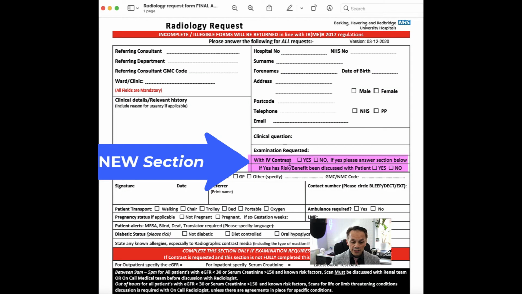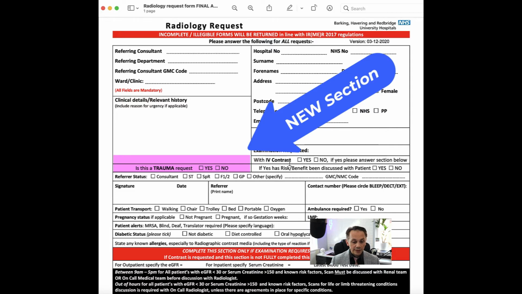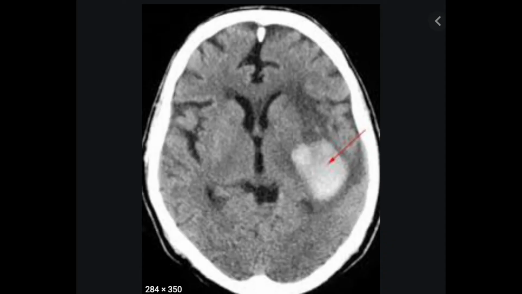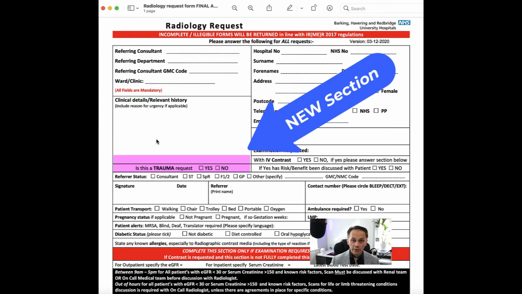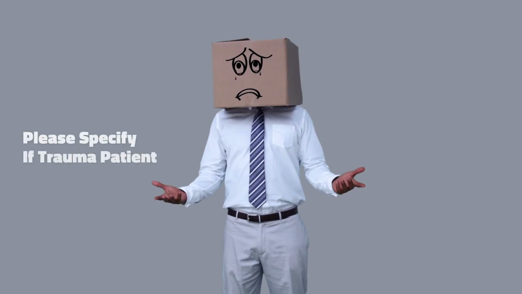Now this is also the new section: whether the scan is trauma related or not trauma related, and this is really helpful to us. We've had an incident where the patient had a CT scan of the head where this wasn't highlighted on the clinical information. Patient had a trauma, had a bleed, wasn't highlighted to the trauma pathway. Patient's hematoma kept on growing in size, caused herniation, and eventually a sad outcome for this patient.